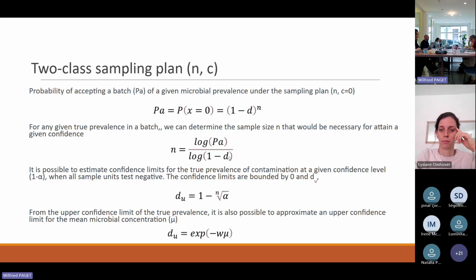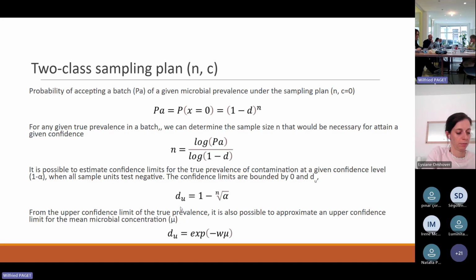And of course, the producer will have to have an idea of the lot, at maximum, what is the percentage of prevalence. This is a value that the producer has to know from historical data. But then you will see this equation. This is a very interesting equation. It is possible to estimate the confidence limits for the true prevalence of contamination at a given confidence level, which is 1 minus alpha, when all the sample units test negative, okay? This is the requisite. So that means that your confidence limits are bounded between 0 and DU. And with this equation, you can determine the upper limit for the true prevalence, okay?